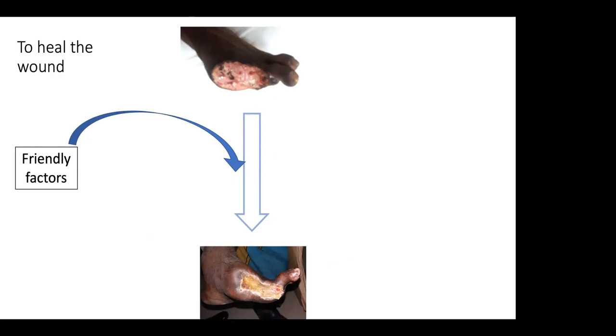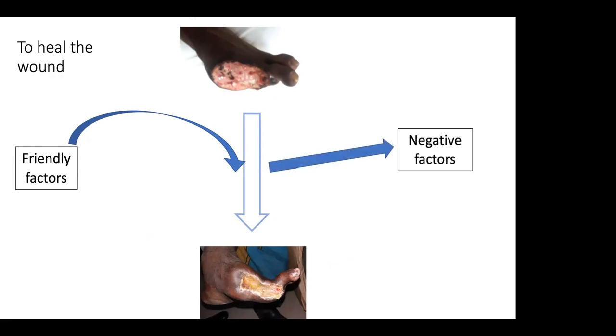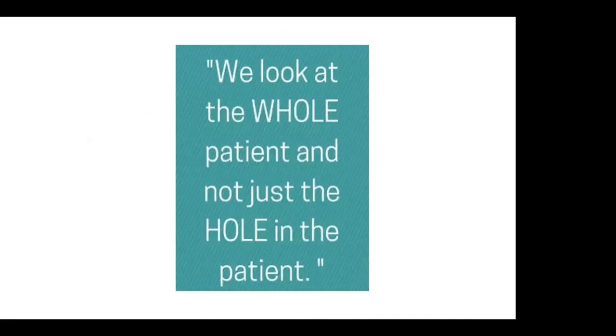To do this, you need to make sure that you put all the important, friendly factors in place. All the important things have to be there, and anything that affects healing in a negative way should be removed. It's really important that we look at the entire patient and not just concentrate on the wound. A patient with a chronic wound often has multiple comorbidities, medical problems, nutrition issues, pain issues, psychological issues, social issues. Unless you address all of these factors, sometimes it's very difficult to heal the wound itself.